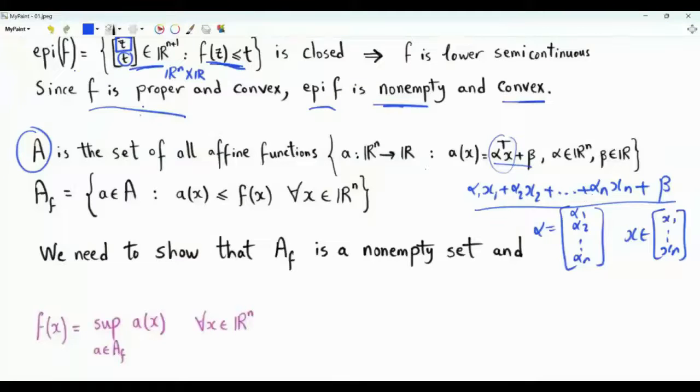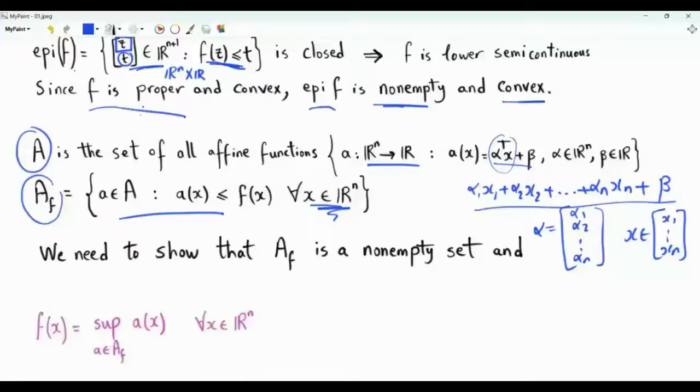All functions with this form are the affine functions from Rn to R. Those functions are the elements of set A. Now set AF, A sub f, those are the affine functions from Rn to R, such that for every x in Rn, A of x is less than or equal to f of x. So this set AF is the set of all affine functions that are global underestimators of the function f.